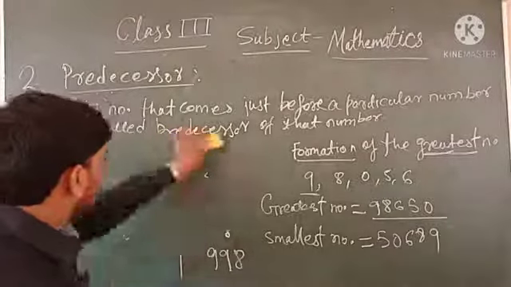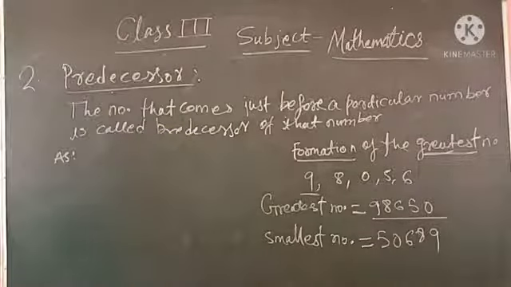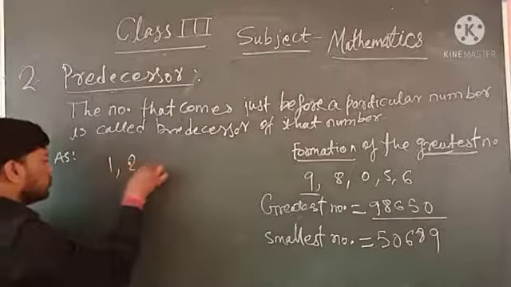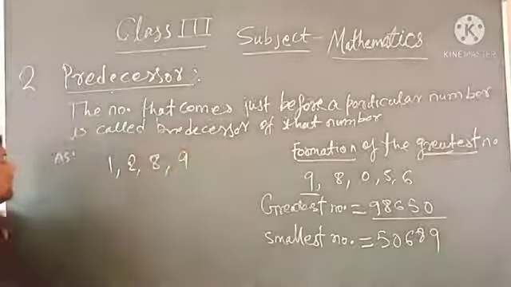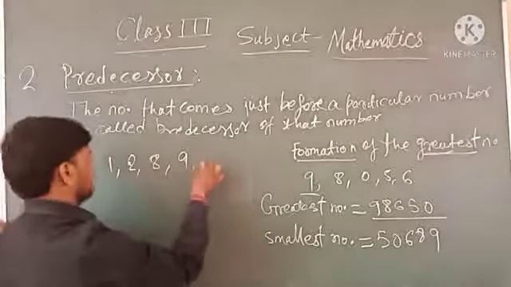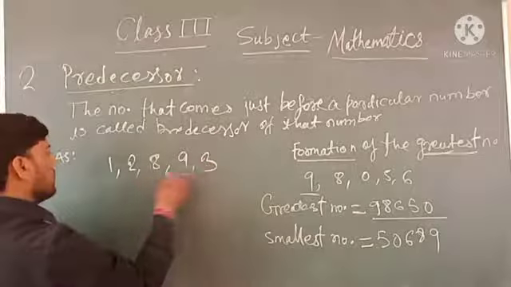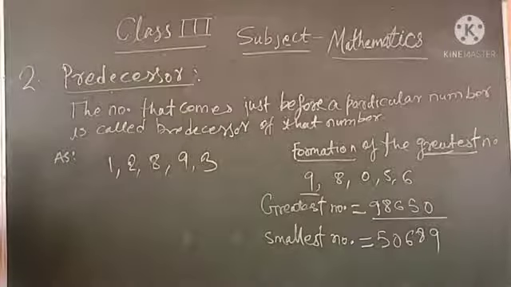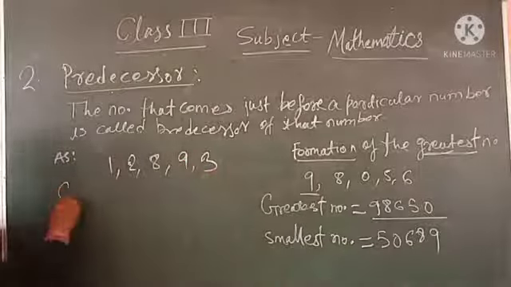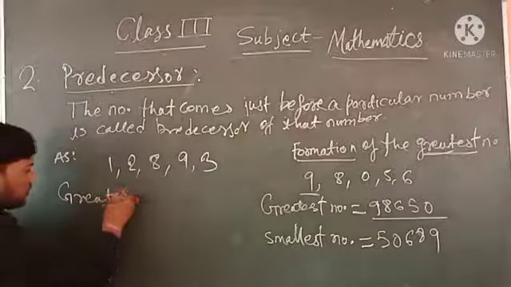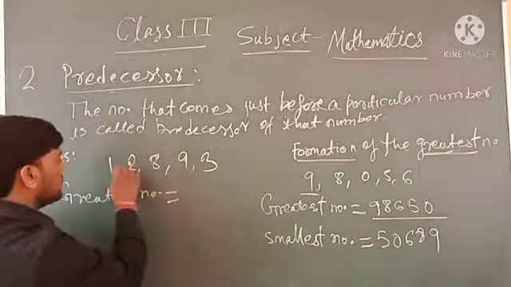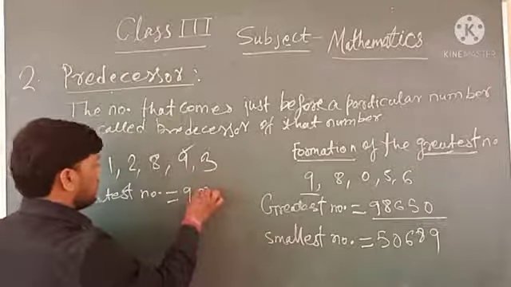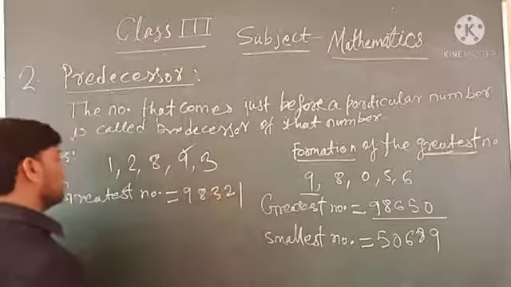One more example. Digits are 1, 2, 8, 9 and 3. We have to write the greatest number using all these digits. So first we write 9, then 8, then 3, then 2, then 1.